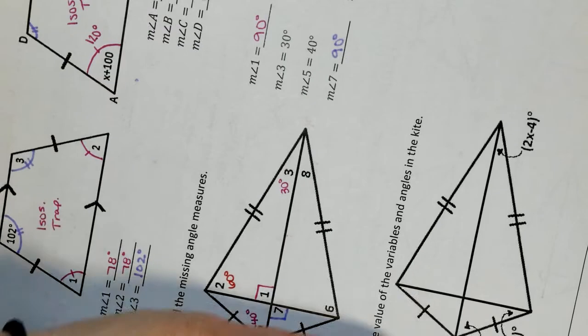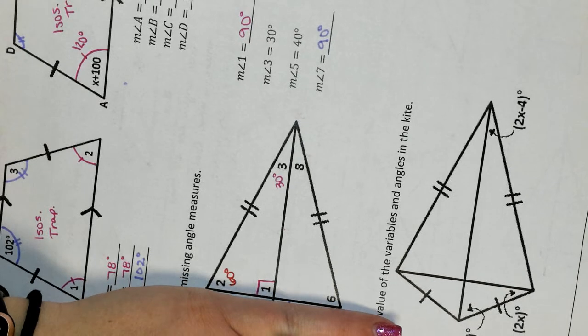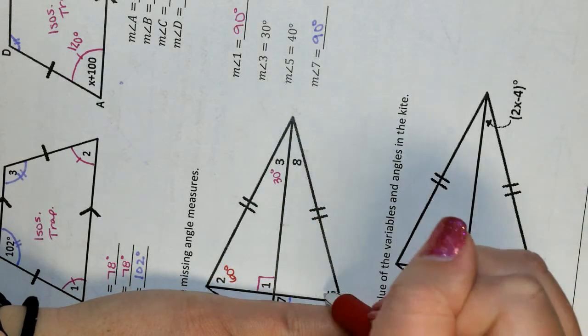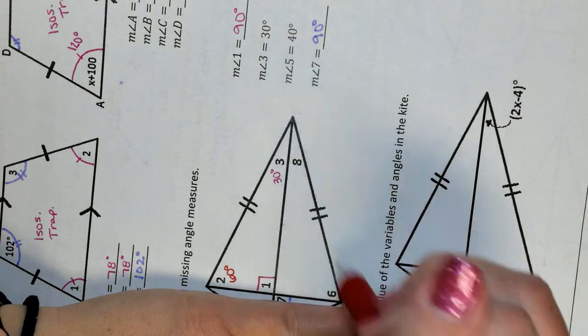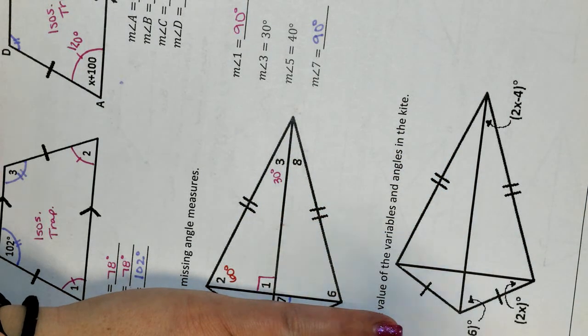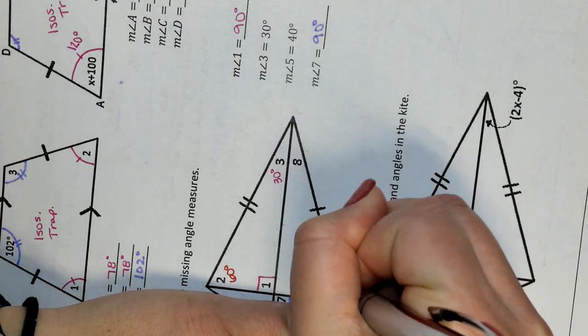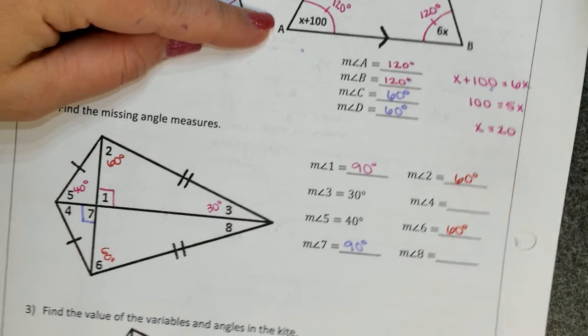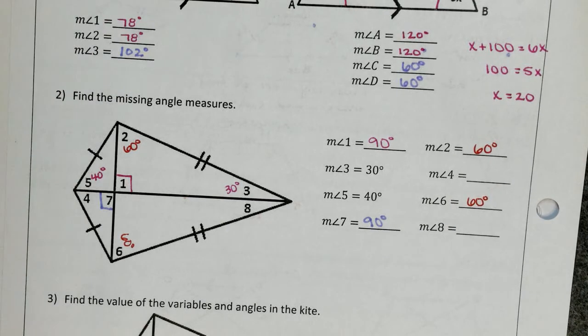2 and 6 are base angles. So if we look at this isosceles triangle, 2 and 6 are the base angles of this isosceles triangle. So I know that 2 and 6 have to be the same. So what does 6 have to be? Also has to be 60. All right. Now we're down to 2.